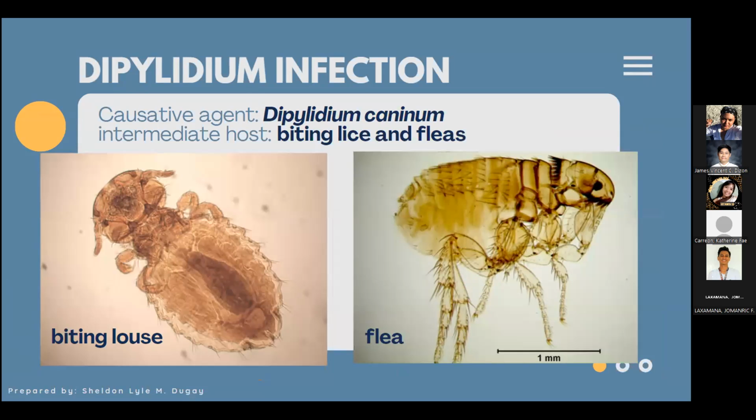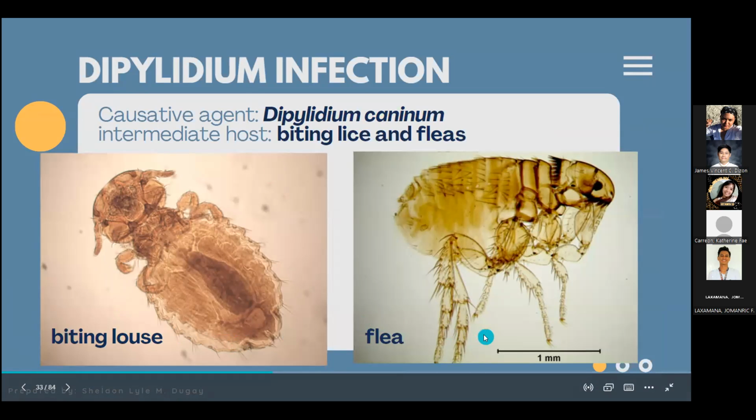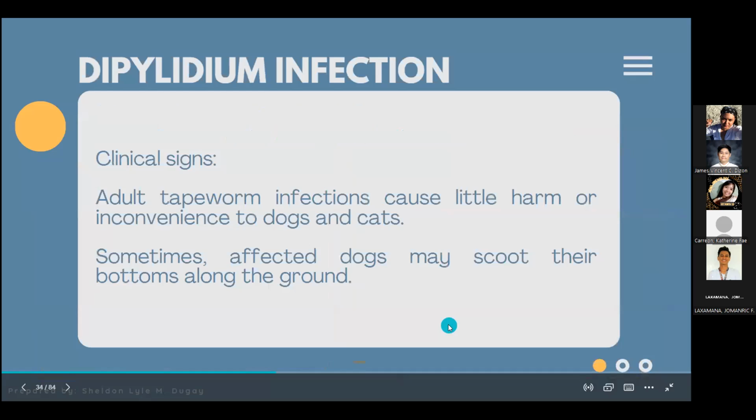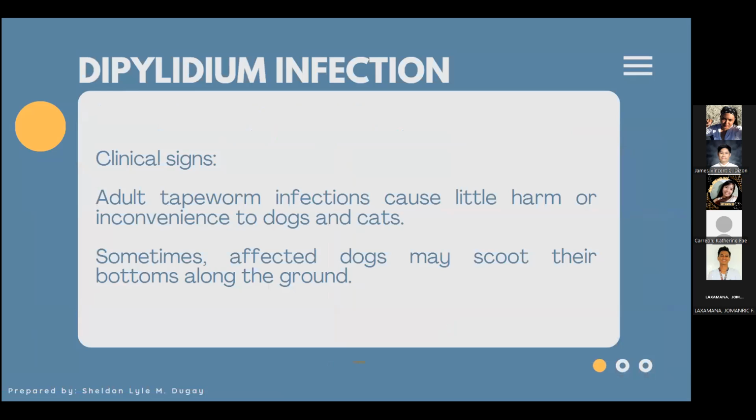Tapos yon, yung intermediate host niya is biting lice and fleas. Ayan, ito yung biting louse or lice. Tapos ito naman yung fleas. Then clinical signs, adult tapeworm infections. Adult tapeworm infections cause little harm or inconvenience to dogs and cats.